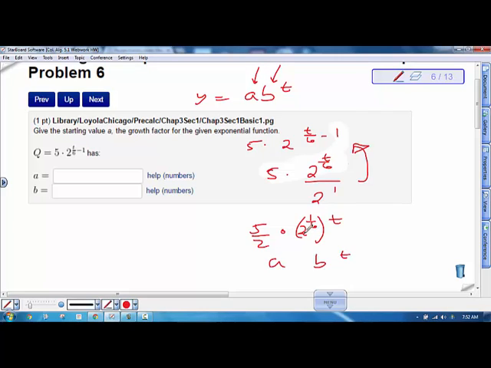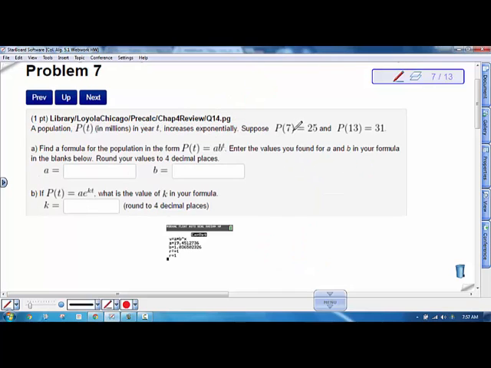You can do this as a fraction if you wanted to, but basically a is 5/2 and b is 2 to the 1/6. If you want to do this in decimal, it's fine, but there's our a and b. So we start with 2.5, and our growth factor is 2 to the 1/6. Okay, the next problem gives us 2 points. The point 7, 25 right here in function notation, and the point 13, 31. And it wants us to write an exponential formula representing population.